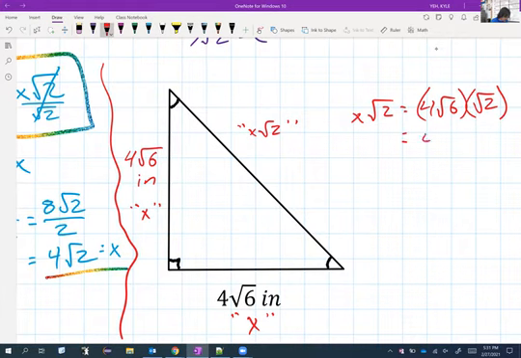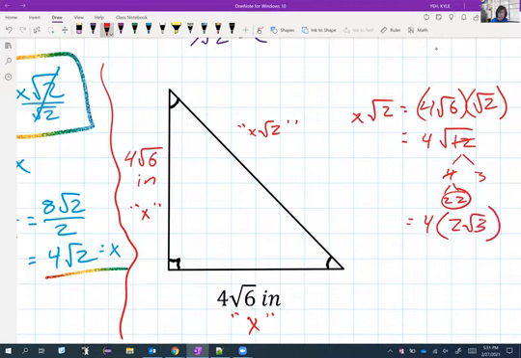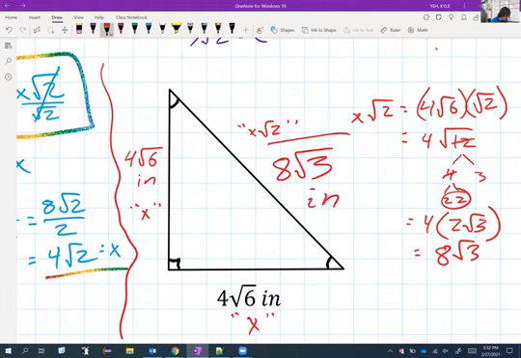So that gives us 4 times the square root of 6 times 2, which is 12. Combine those insides of radicals. We can simplify this radical like we have all year. So 4 times 2 root 3, because I can pull a 2 out. And so we get 8 root 3. So this side length is 8 root 3 inches.